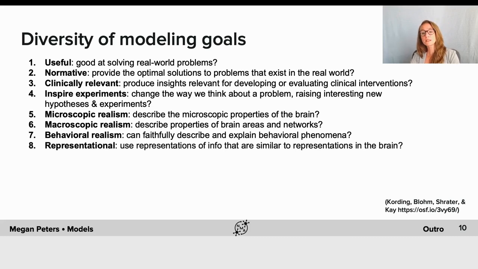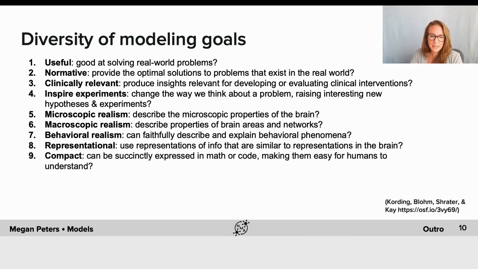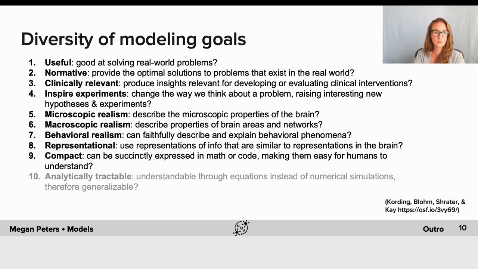Maybe you want your models to be representational. Some models aim to use representations of information that are similar to representations that might be found in the brain. You also might want a model that's compact, tightly bound up. Some models can be succinctly expressed in mathematical language or computer code. This makes them particularly easy for humans to understand, and that can be very useful. Maybe you also want your model to be analytically tractable. Some models are understandable through math, just a bunch of equations instead of numerical simulations. And so for scientists with good mathematical training, this can provide a more generalizable understanding compared to some numerical models.